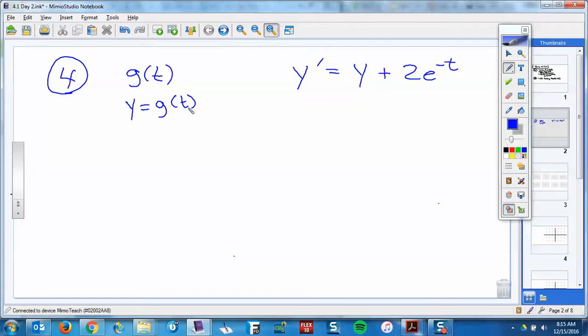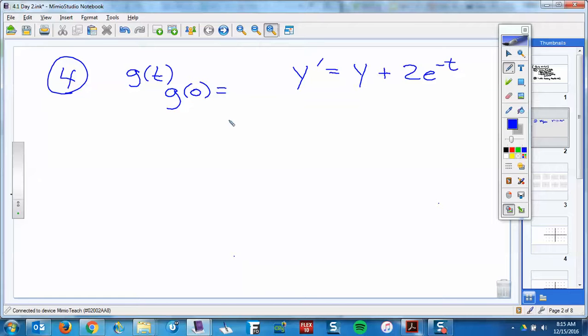I don't really like that because I wish they would have said in the problem, suppose that y equals g of t is a solution. I wish they'd have connected those two. I think that would have been better. But it's safe, I guess, here to assume that. Okay? So y is the solution, or g of t, either way. Then it says g of 0 equals what?